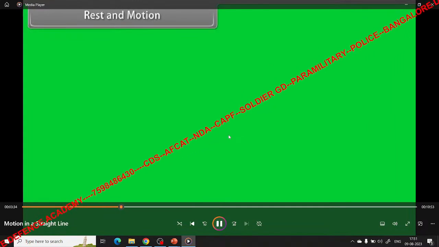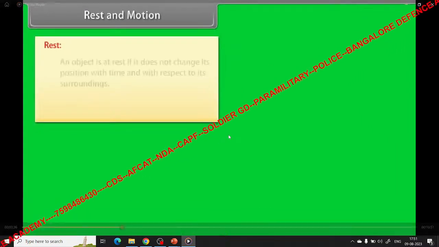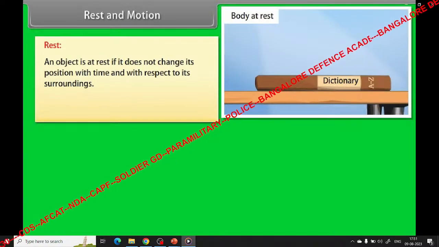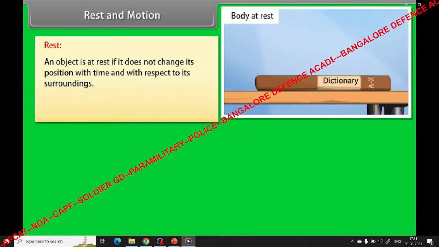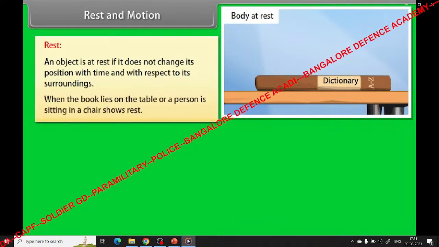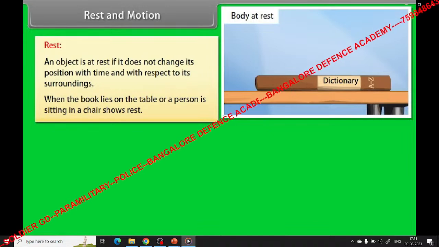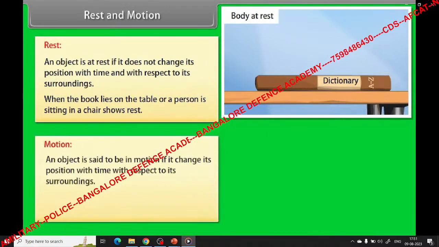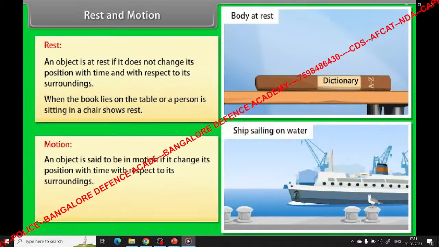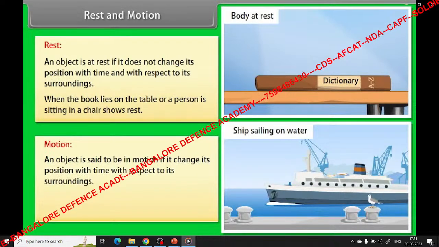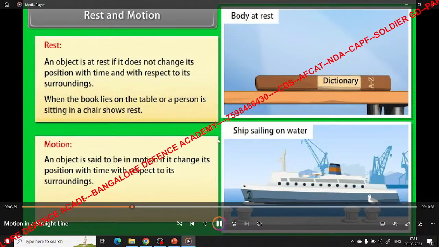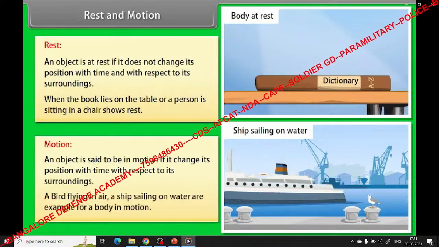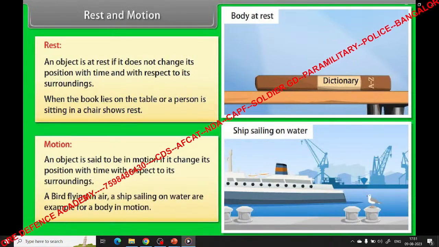Rest and motion. Rest. An object is said to be at rest if it does not change position with time with respect to its surroundings. When the book lies on the table or a person sitting in a chair shows rest. Motion. An object is said to be in motion if it changes its position with time with respect to its surroundings. A bird flying in air, a ship sailing on water are examples for a body in motion.